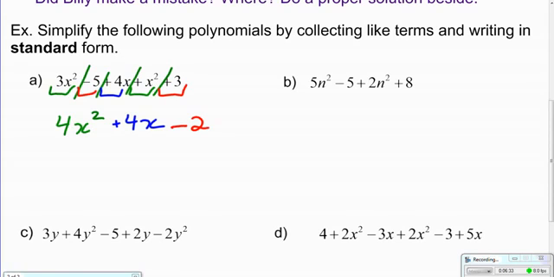Okay, so 4x squared plus 4x minus 2. Remember, a negative 5 and a positive 3, there's more negative left over, so we end up with negative 2. Looking at the second one. 7n squared, and then we have our constants. Negative 5, positive 8, the positive is bigger, and it's bigger by 3, so 7n squared plus 3.